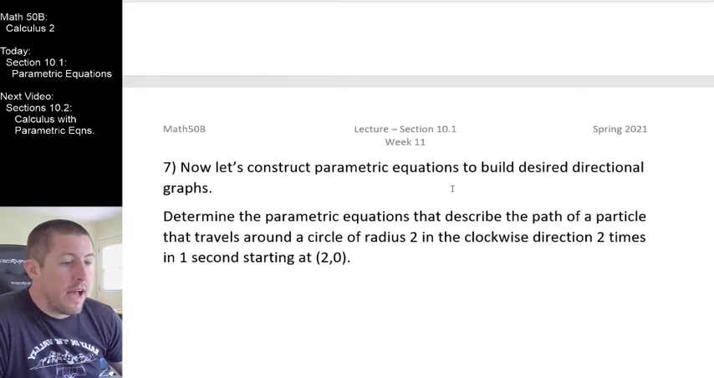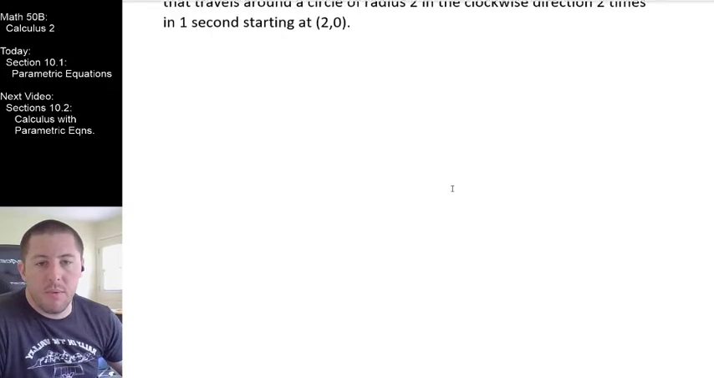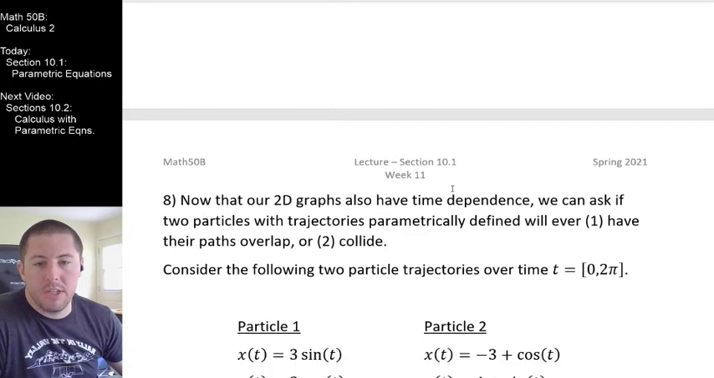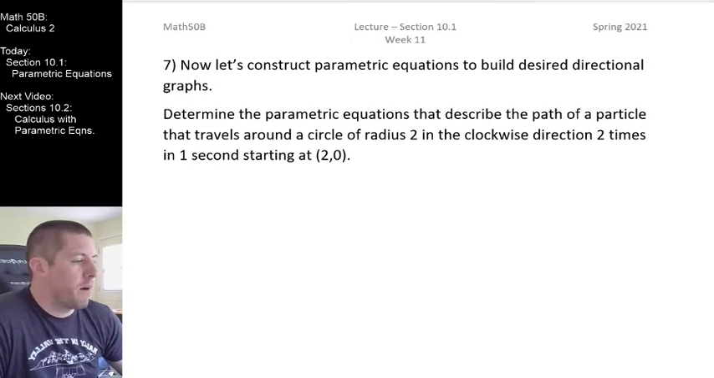Yeah. So now we've got two left here. One, we're going to build our own parametric equations to build a desired directional graph. The other thing we're going to do is talk about intersections versus collisions, and that'll be our last example here. So let's go ahead and construct our own parametric equation.